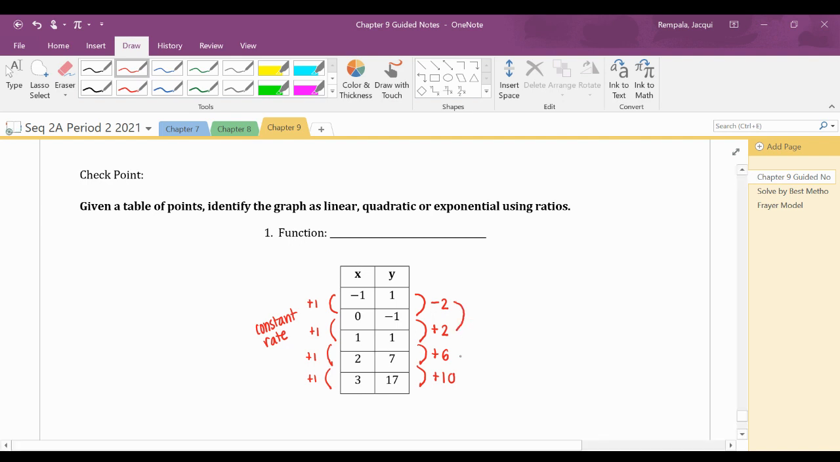So then let's see what the relationship between these numbers are. To go from negative 2 to positive 2, you're going to have to add the number 4. To go from 2 to 6, you're going to have to add 4. To go from 6 to 10, you're going to have to add 4. So notice that once again, it was the second difference in order to get us that constant rate, which means that we have a quadratic.